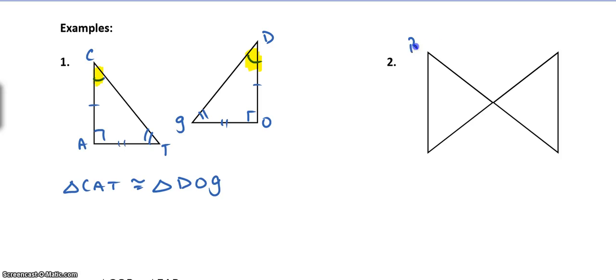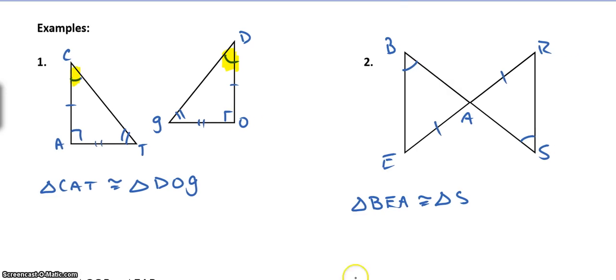Then we're going to go to BEARS, and I'm going to try to trick you. I say, write the congruency statement. So you start: triangle BEA is congruent to triangle S. There's only 2 tick marks. Where do I go from here? Well, there's one thing we do know in this picture: we have vertical angles. And remember, vertical angles are always congruent.